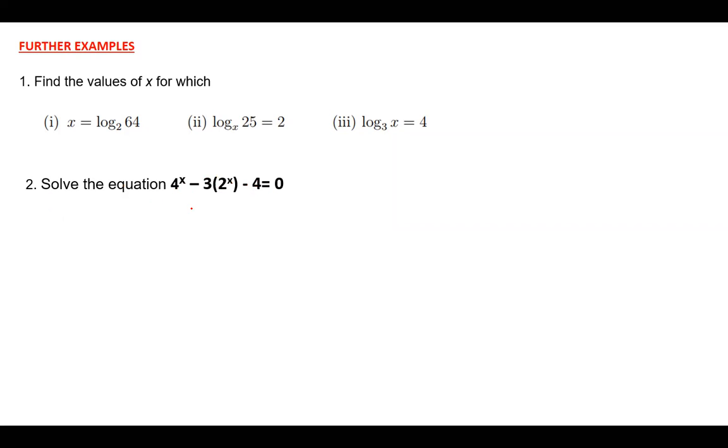minus 4 is equal to 0. There's a way in which we can convert it and make it either a polynomial or a quadratic equation. How can we do that? First, I'm going to start by breaking down this 4 to the power x. That 4 can be written as 2 to the power 2, and then this x outside, and then minus 3, 2 raised to power x, then minus 4 is equal to 0.